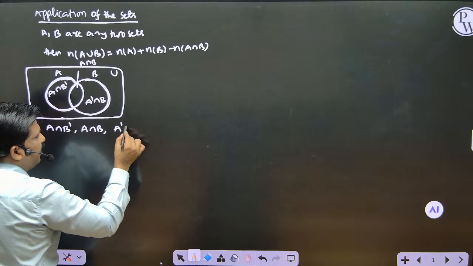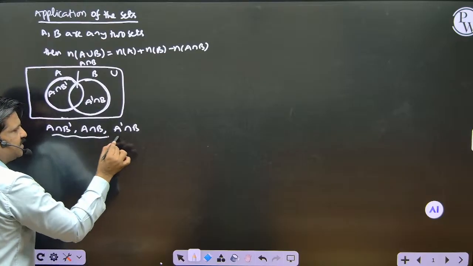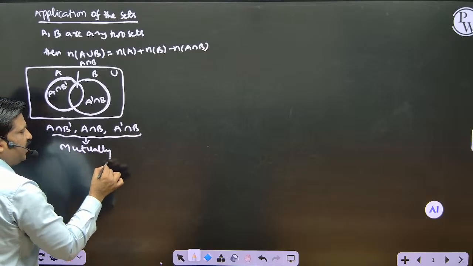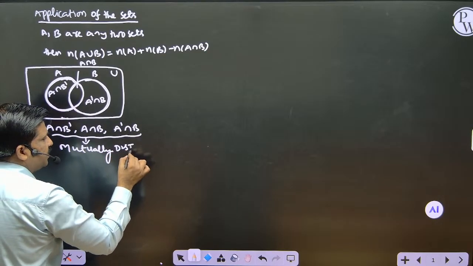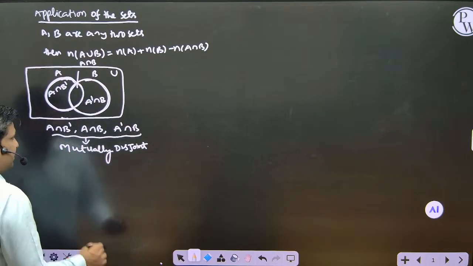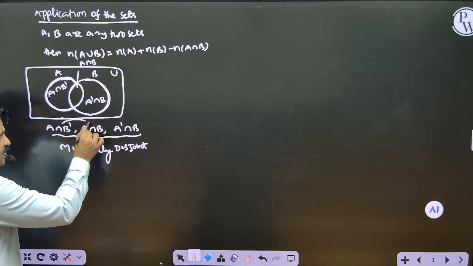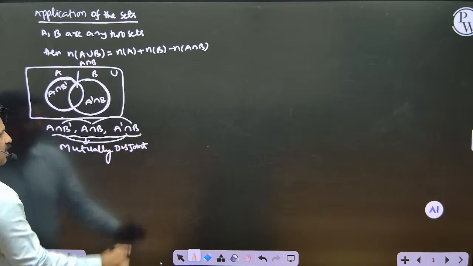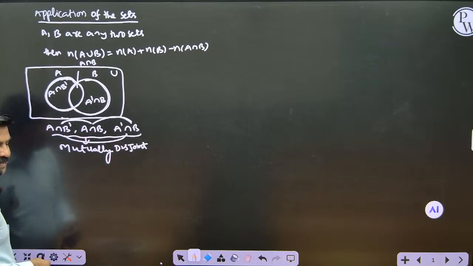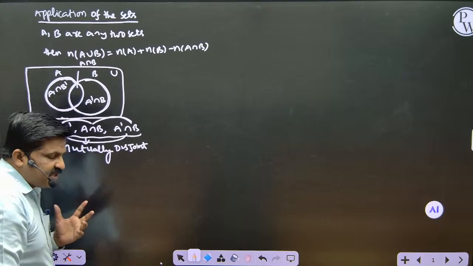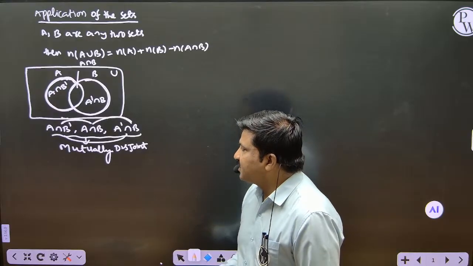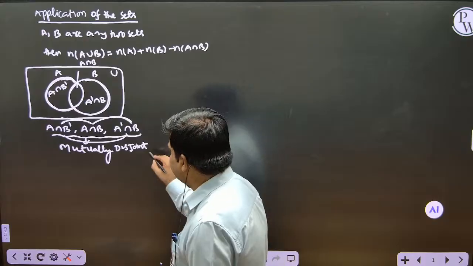So clearly, you can say these three sets, A intersection B complement, A intersection B, and A complement intersection B, are mutually disjoint. That means if you take any two of these sets, they have no common element. If the intersection of any two sets has no common elements, then those sets are called mutually disjoint sets.